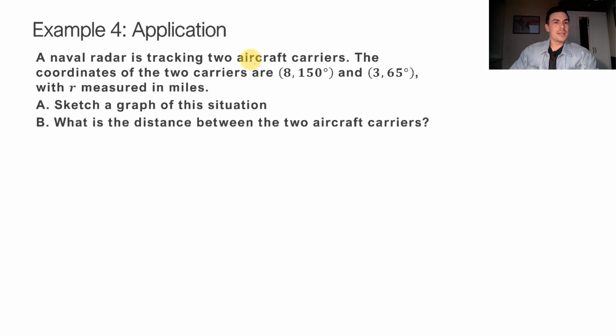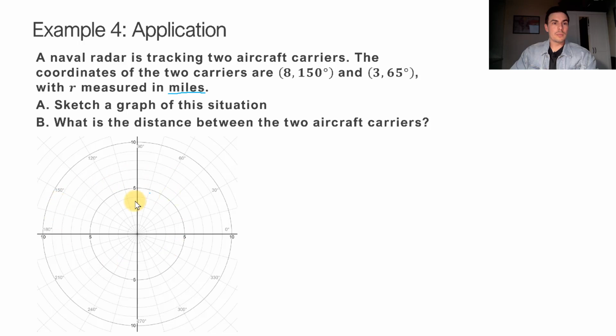All right, last example here, we've got an application. We've got a naval radar that is tracking 2 aircraft carriers. The coordinates of the 2 carriers are (8, 150 degrees) and (3, 65 degrees). R is measured in miles. That is important to keep in mind, what our units are. So we've got 2 things to do. First, we want to sketch this whole situation.